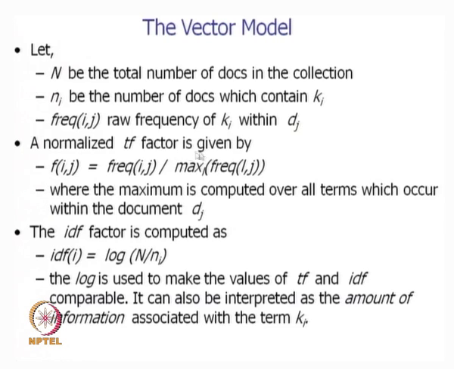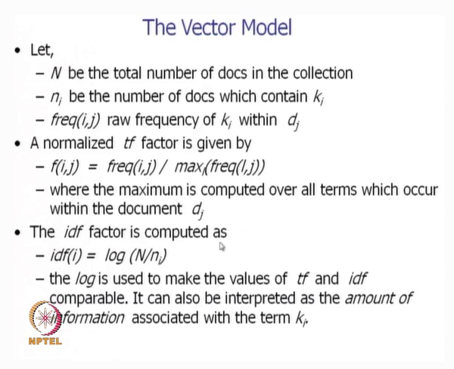So, a normalized TF factor is given as f ij equal to frequency of ij divided by max over l of frequency lj. What does it mean? It means take that term whose frequency is maximum in the jth document. Take that frequency. Let that divide the frequency of the ith keyword in the jth document. So, that would give a normalized TF factor of the ith keyword in the jth document. And this maximum is computed over all terms which occur within the document dj.